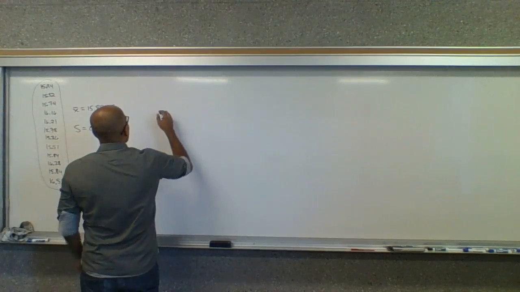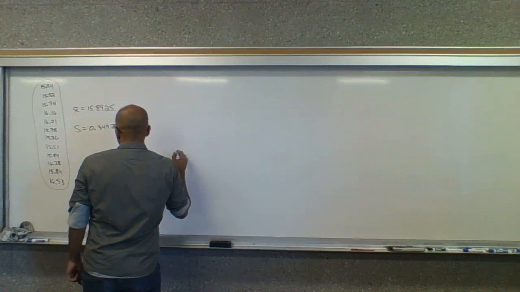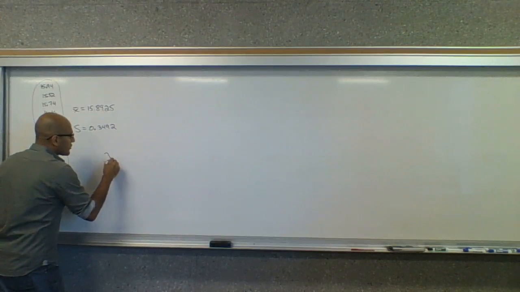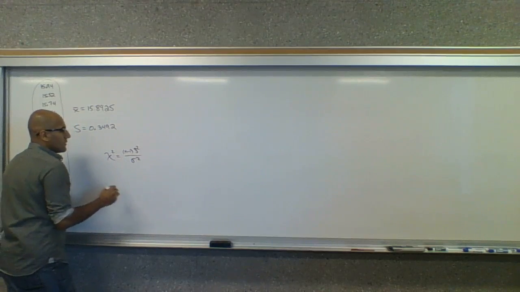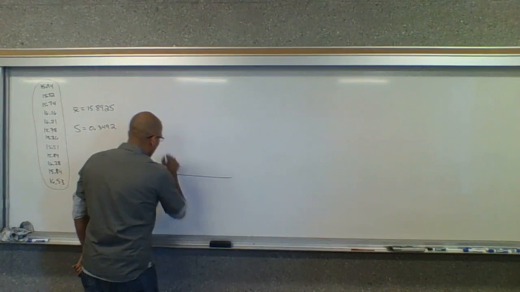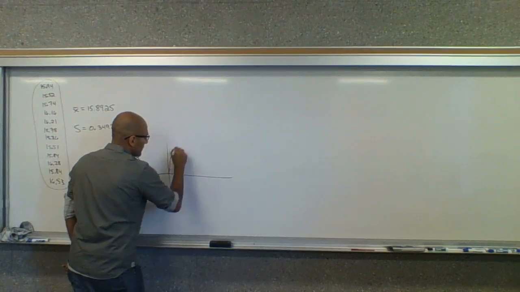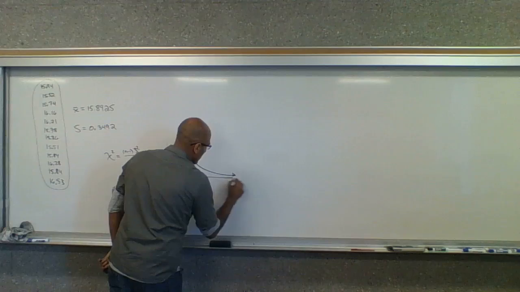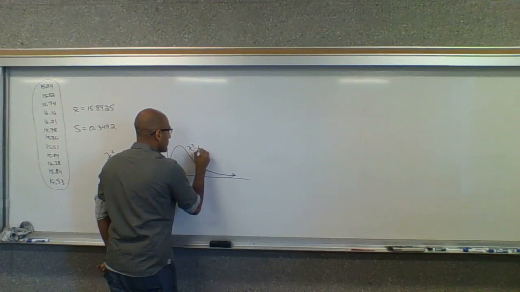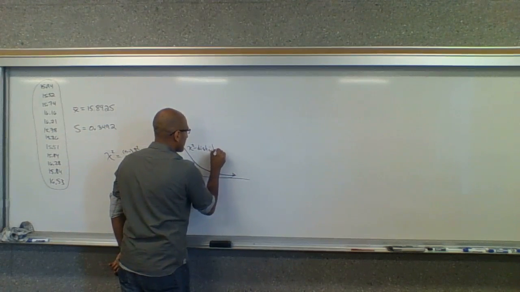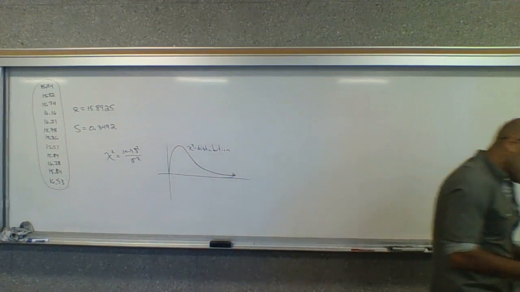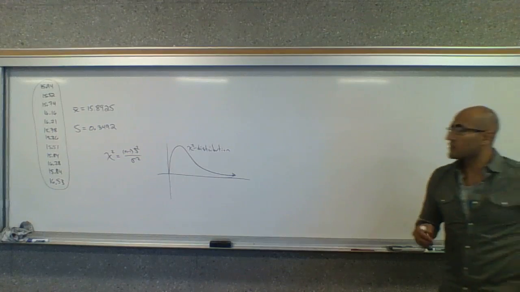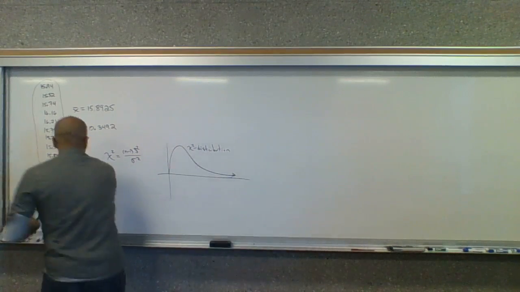Remember, a chi-square distribution is this. Chi squared equals n minus 1 times s squared over sigma squared. And it looks like this. Chi-square distribution. And they ask us to construct a 98% confidence interval. So we need to find the values that trap the middle 98%.